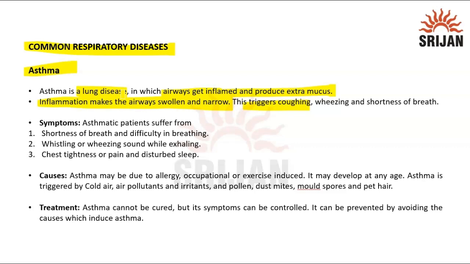This starts triggering coughing, wheezing, and shortness of breath. Why? Because the oxygen is simply not passing, and your air passage is filled with mucus. Now, if I talk about the common symptoms that asthmatic patients suffer, it is shortness of breath, which eventually leads to difficulty in breathing, the whistling or wheezing sound while exhaling because of the production of mucus within the air passage, and chest tightness or pain and disturbed sleep, which is again due to the muscles that are involved in the process of breathing.